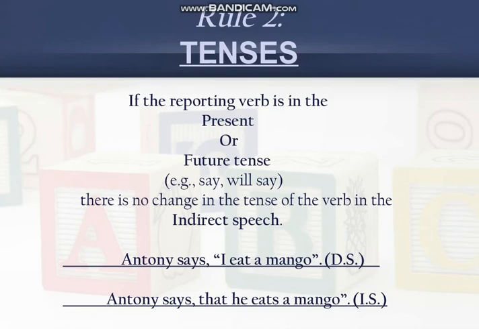As you can see, Anthony says, "I eat a mango." Anthony says that he eats a mango. Here we have "says", so it is in present tense. It's not in past tense, it's not like "Anthony said". If it is like "Anthony will say" or "Anthony says", it means it is in present or future tense. So the tense in the part in inverted commas, the reported speech, stays the same.